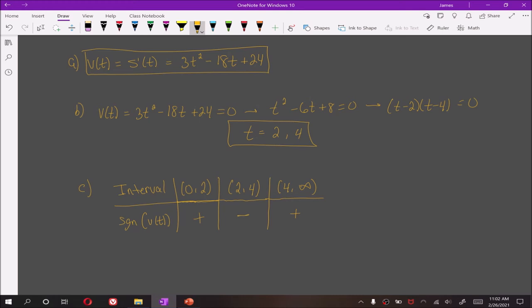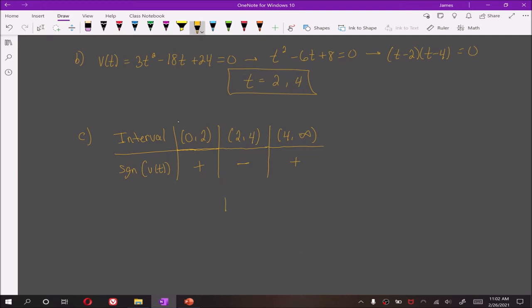So, particle moves left to right from 0 to 2 seconds, and then again 4 onwards. It moves right to left over the interval 2 to 4 seconds.